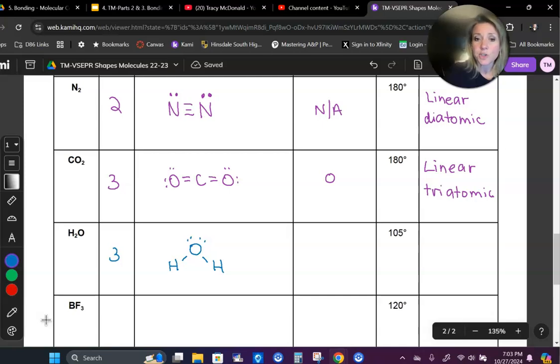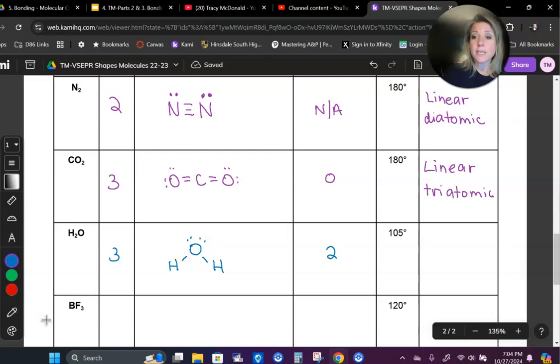Do I have any unshared electron pairs? Yes, I do. I have 2 of them. Here's 1 and here's 2. So my answer here is going to be 2. My bond angle, bingo, leave it. My bond angle is 105 degrees. I'm never going to ask you about the bond angle for water or for any of these bond angles at all. So these are more of nice to know pieces of information.